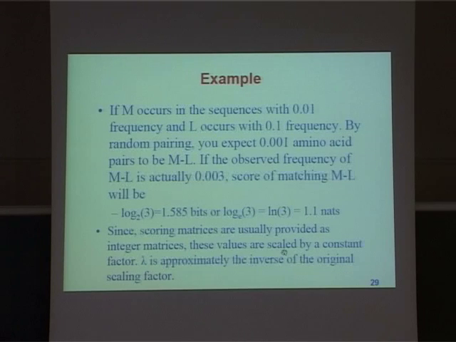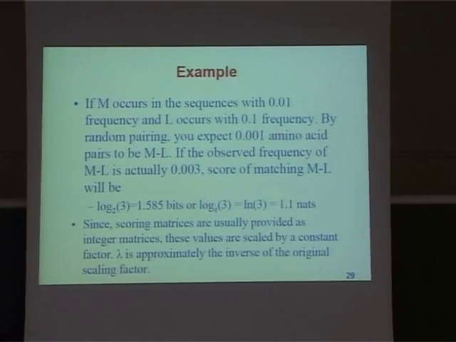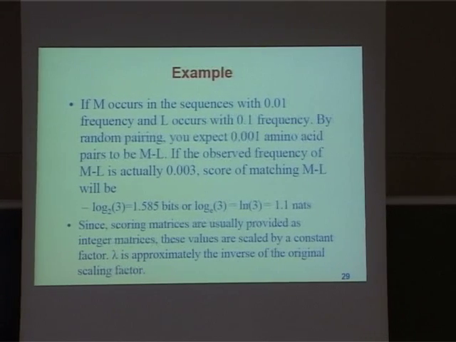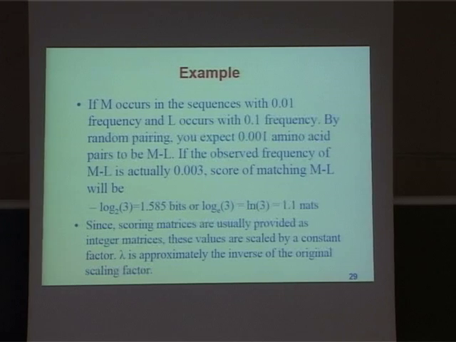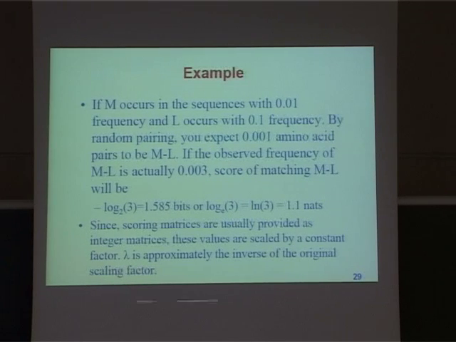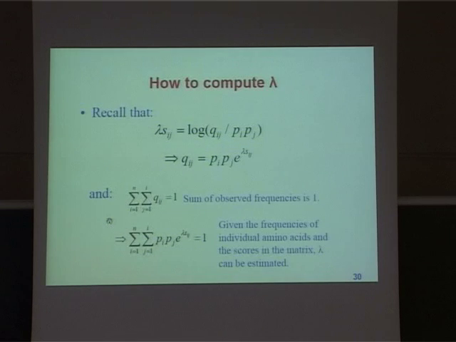Another thing that is done is these scoring matrices are usually provided as integer matrices, and these values are scaled by a constant factor to make them integers. So this 1.5 or 1.1 is just multiplied by some number to make all of them integers. So they are multiplied by a constant factor, and lambda that we use in the equation is the inverse of this original scaling factor. In other words, lambda can be found like this.